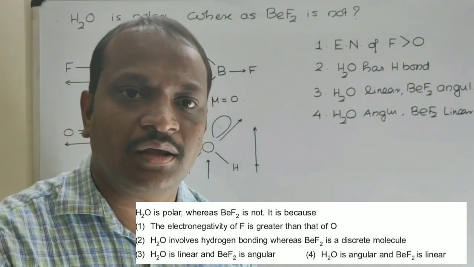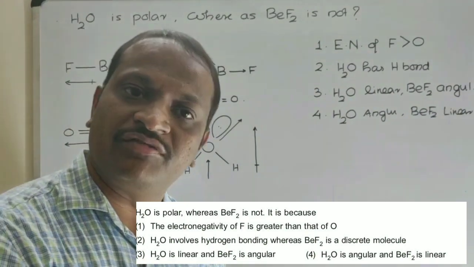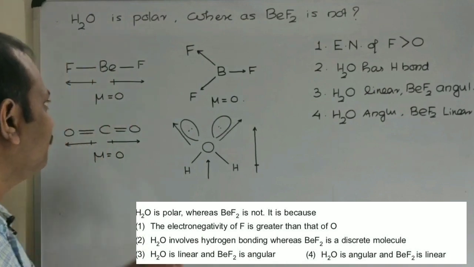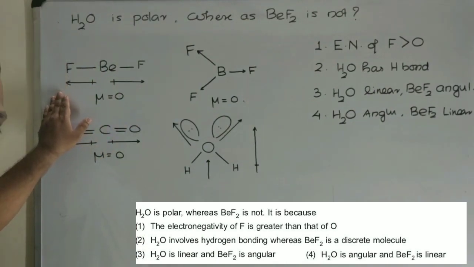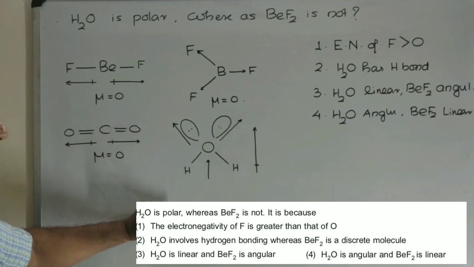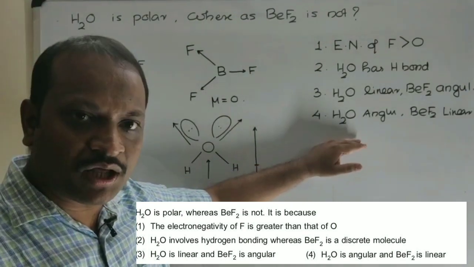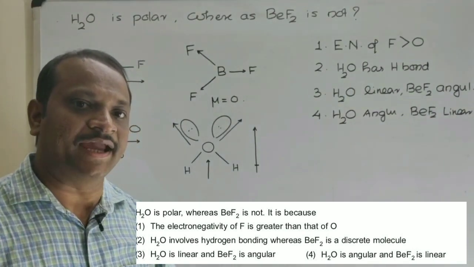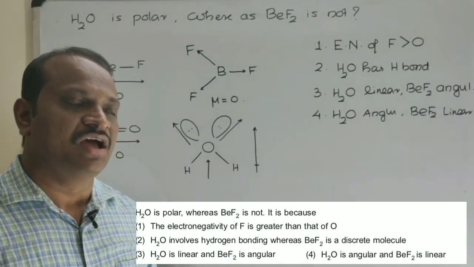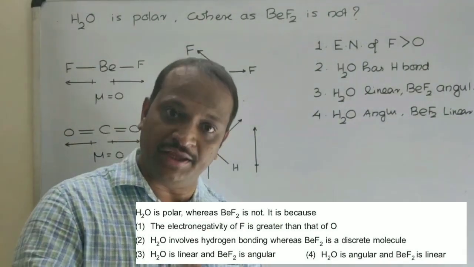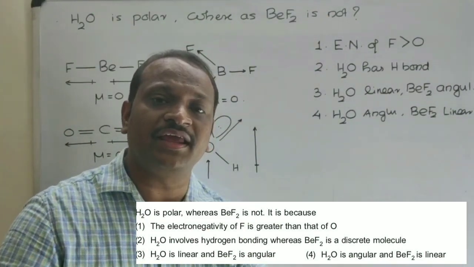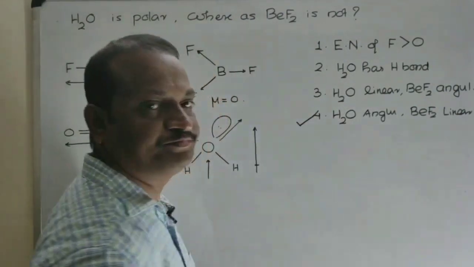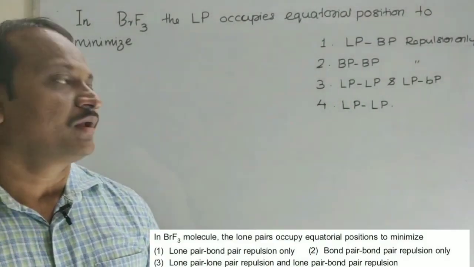So water is not a symmetric molecule, so its dipole is not getting cancelled. But in the case of BeF2, you can see that it is getting cancelled. So what is the apt answer you can get from here? Water is angular, so it is not getting cancelled. Because of that, the dipoles are not getting cancelled by each other. But in case of BeF2, it's a linear molecule, so its dipoles are getting cancelled by each other. So which is the right answer for us? It's the fourth option. See in the next question.